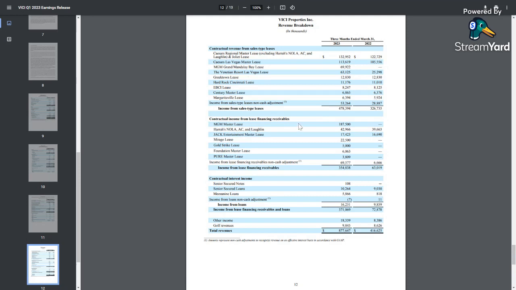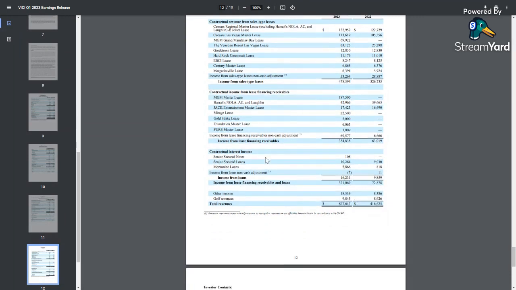Contractual income from lease financing receivables. We see more this year than they had last year. Last year they had three. This year they have significantly more. And there's that Pure that they had, the Gold Strike that they mentioned above. This revenue going from 63 to 354.8. Interest income moving from 72.9 to 371.1.